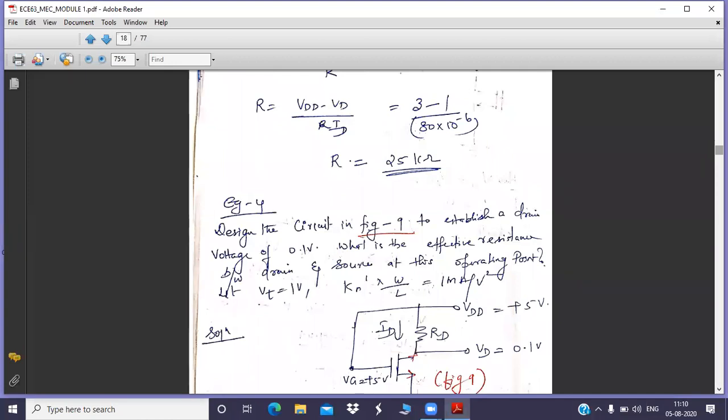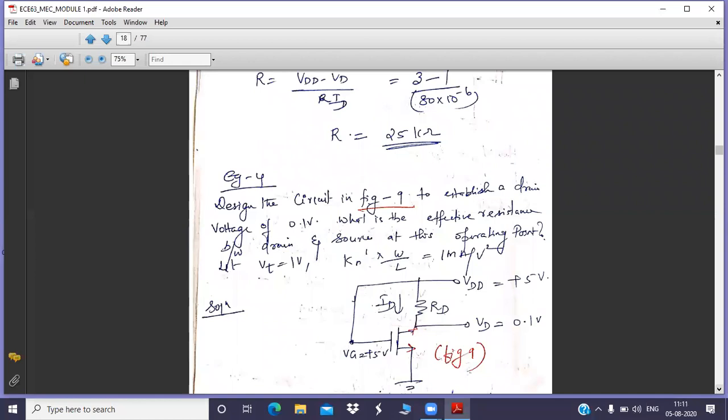Now I'll be moving to the next question. Hope you have understood the previous question. Now try to read the next question and try to understand that next question. Example 4.